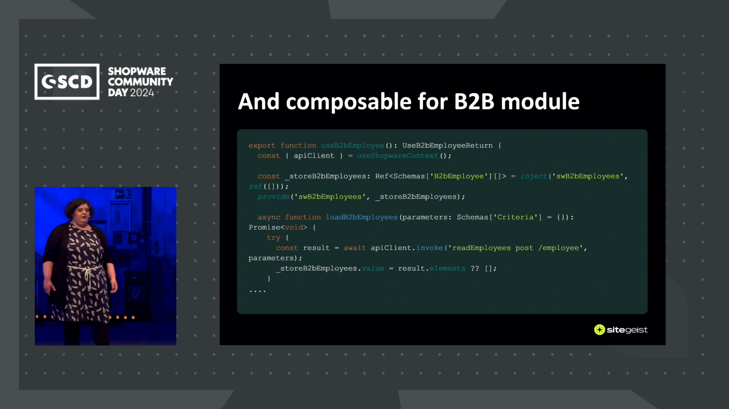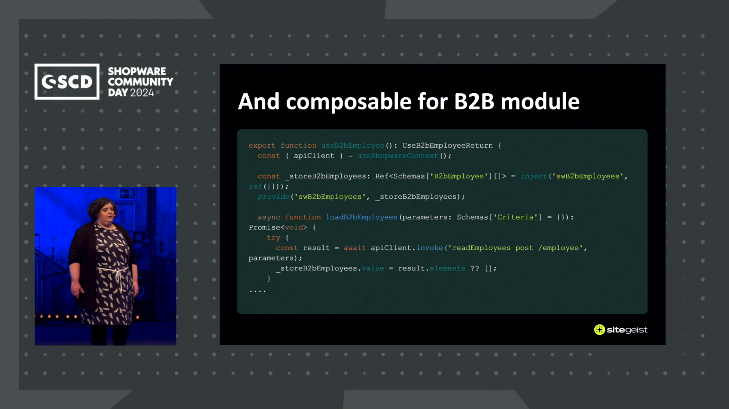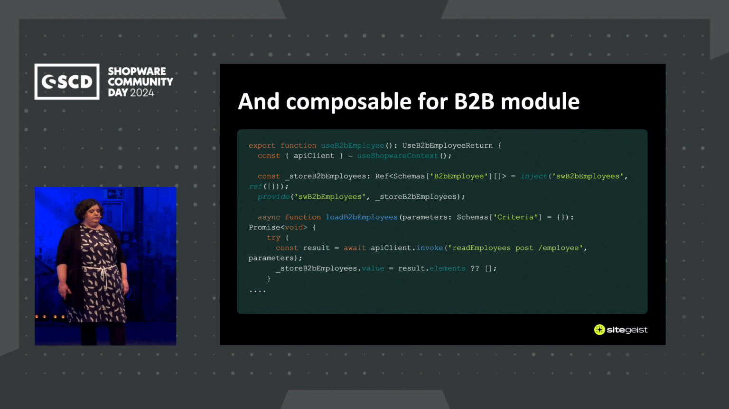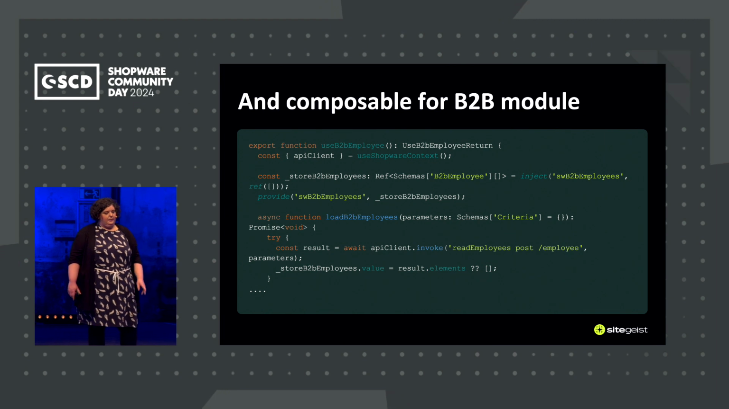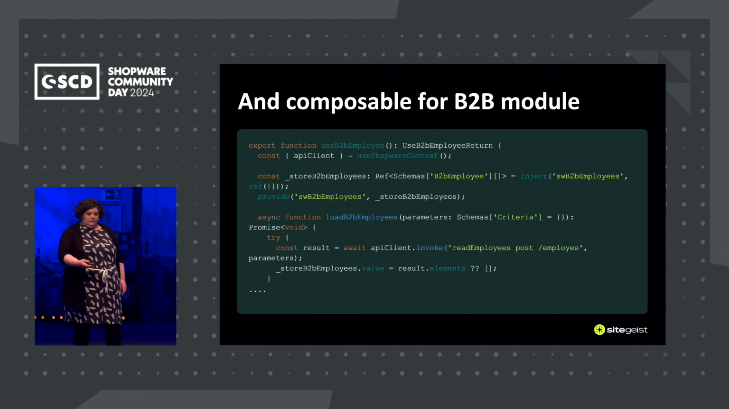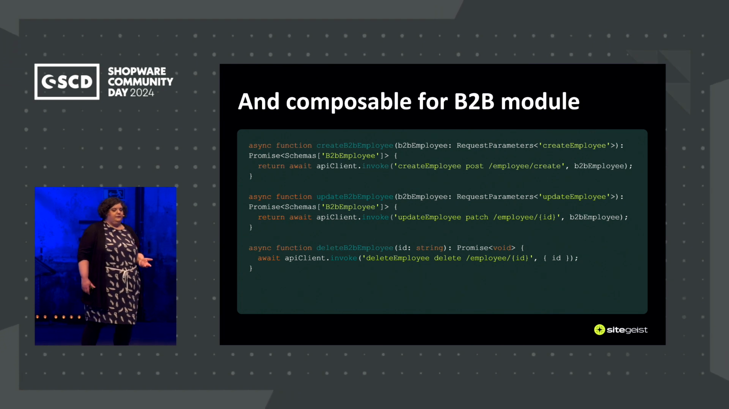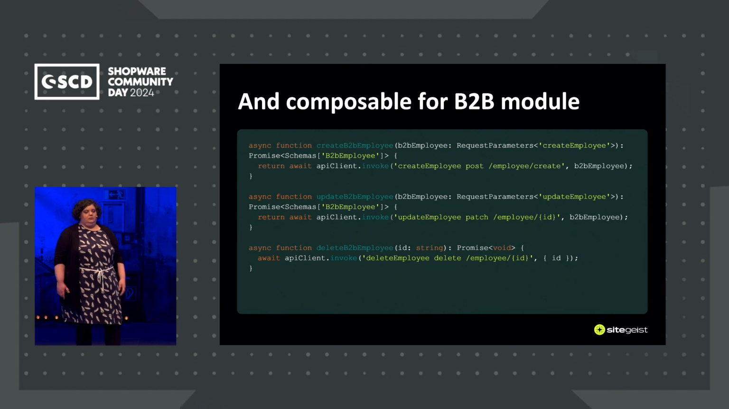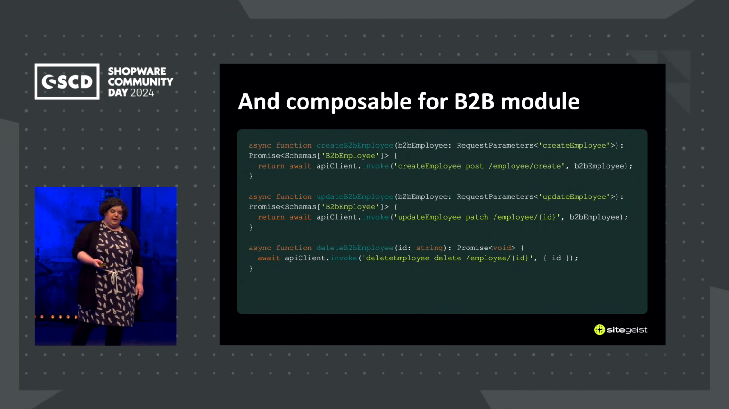You have to create a composable. Here as example is the load function of the B2B employees entity. You can see here's the read employees, post employee, and the parameters. This is from the TypeScript types. And also the create, update, and delete functions for your entity. It's only one line of code and you're ready. So this is all, and you can use the entity inside your project as TypeScript types.